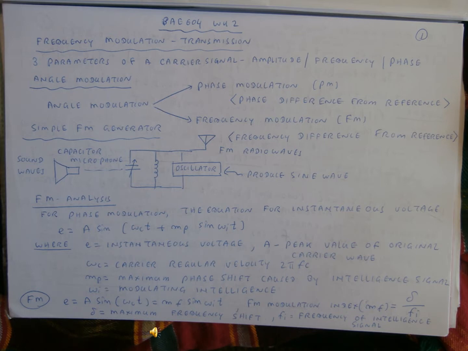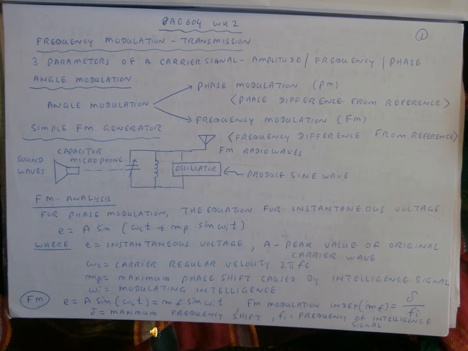Frequency modulation transmission. The carrier signal has amplitude, frequency, and phase angle. Angle modulation includes phase modulation. Then frequency modulation, the simple FM generator: capacitor microphone, oscillator, then the FM radio transmitter produces the frequency modulated waveform.